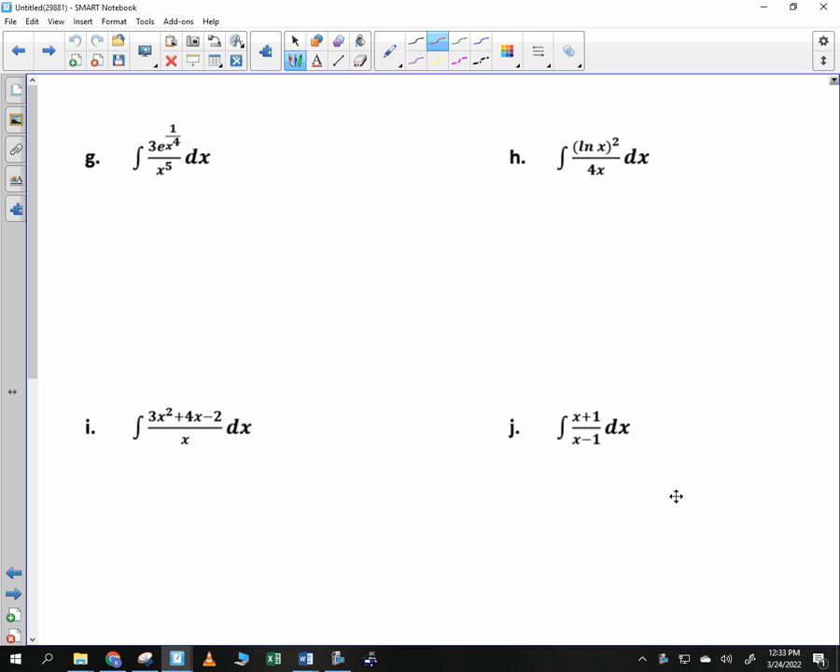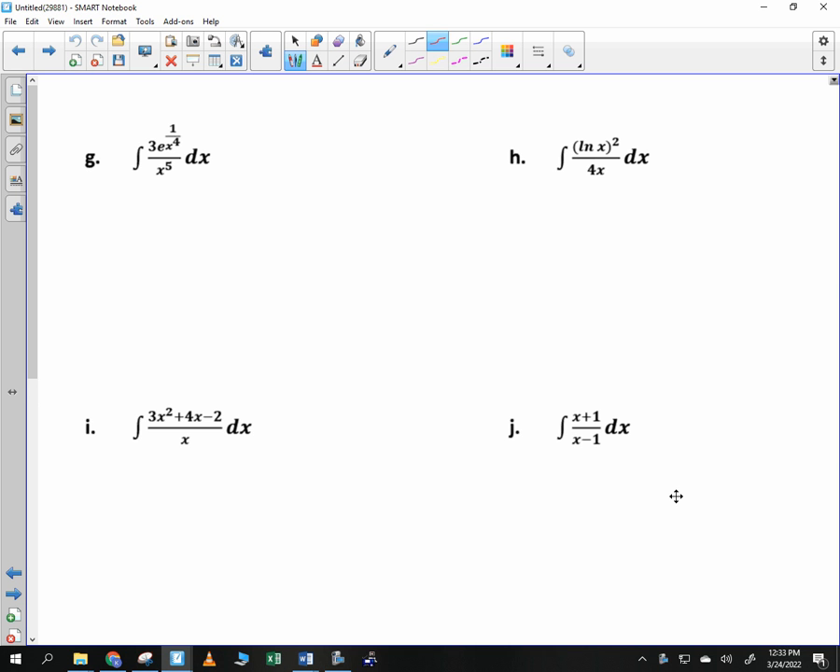Okay, let's do some integral work today. Who can tell me the antiderivative of e to the x? Good. Who can tell me the antiderivative of 1 over x? Natural log of x, that's what we're practicing. Look at letter G here.